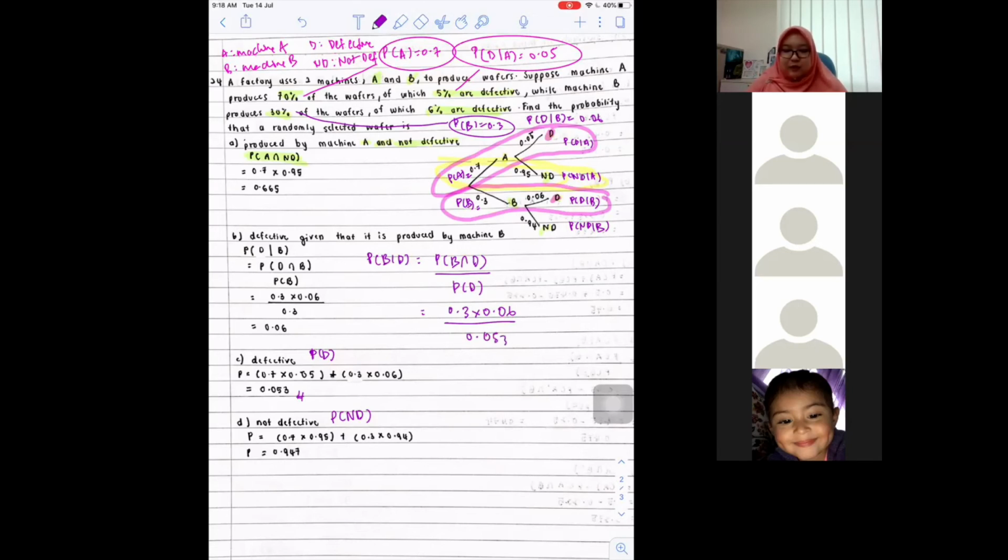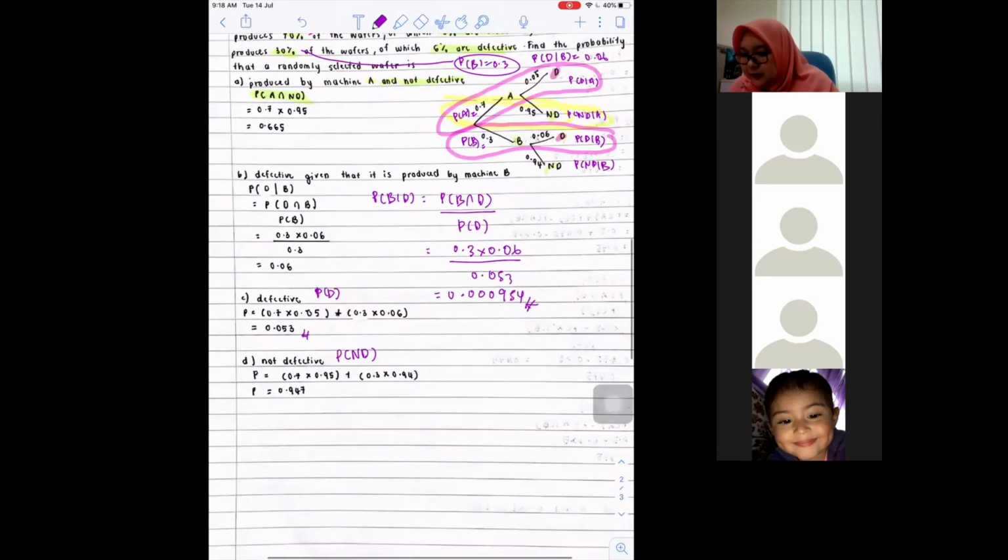Okay, so you can just use a calculator. The answer now is 0.000954. Okay, that's the way to do it.